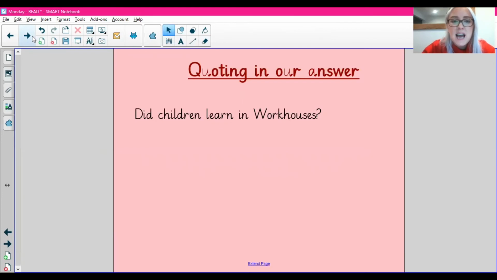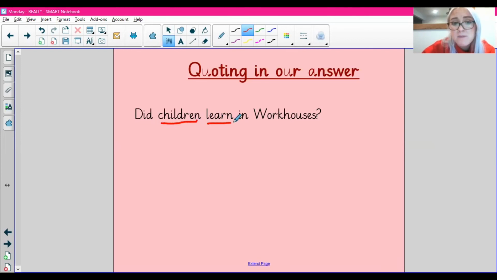Let's have a quick practice at quoting in our answer. This is where we take a specific bit from the text and put it in our answer using quotation marks. Our question here says, did children learn in workhouses? Let's think of what words we can skim and scan for. We could skim and scan for the word children, or the word learn. We could skim and scan for the word workhouses, but remember, this whole information text is about the workhouse, so that word might come up a couple of times.